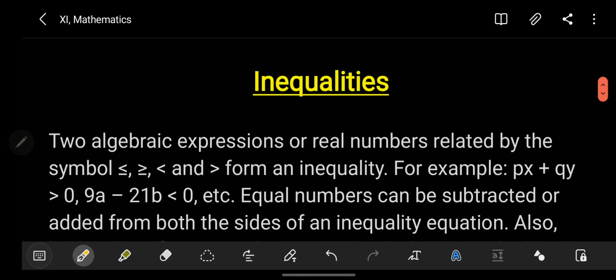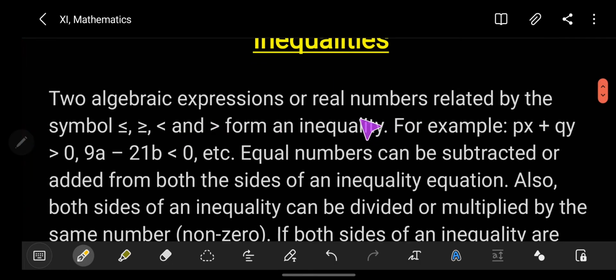Let's talk about inequalities now. Two algebraic expressions or real numbers related by the symbol less than or equal to, more than or equal to, less than, and more than form an inequality. For example, px plus qy is more than 0. 9a minus 21b is less than 0, etc.